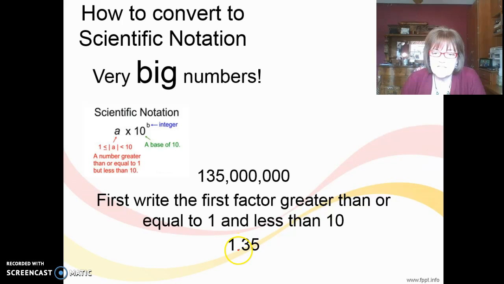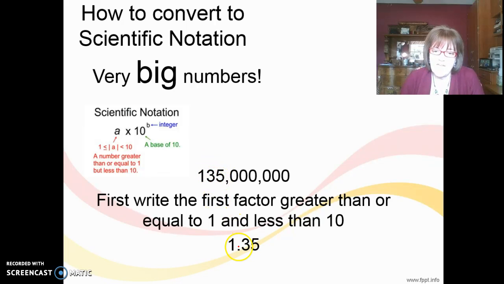In this case, it has to go right here. Because if I put it here, we've got 13.5. That's not good. That's bigger than 10. If I go over here, 0.135 is smaller than 1. So it has to go right here. Usually what you're going to see, and actually what you can think about, is there's going to be one digit in front of the decimal point and then whatever else you have after.